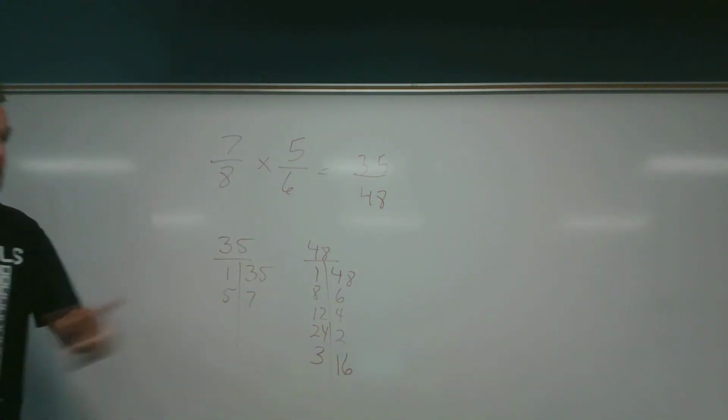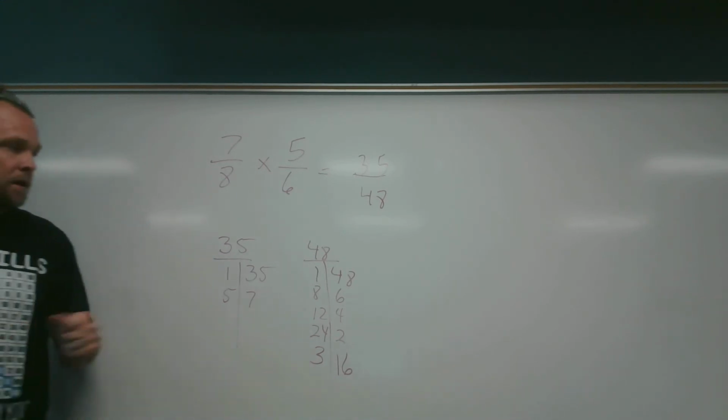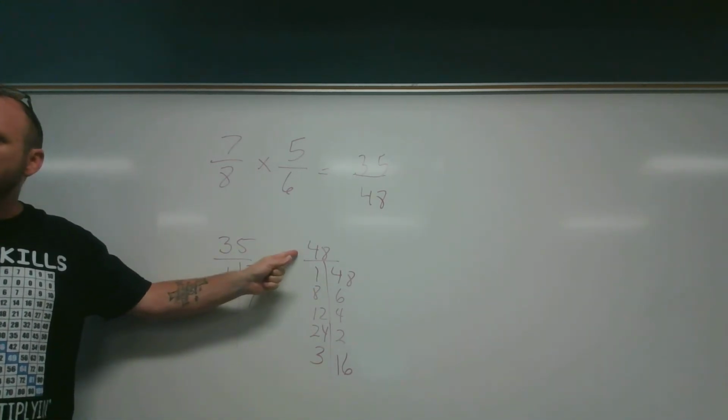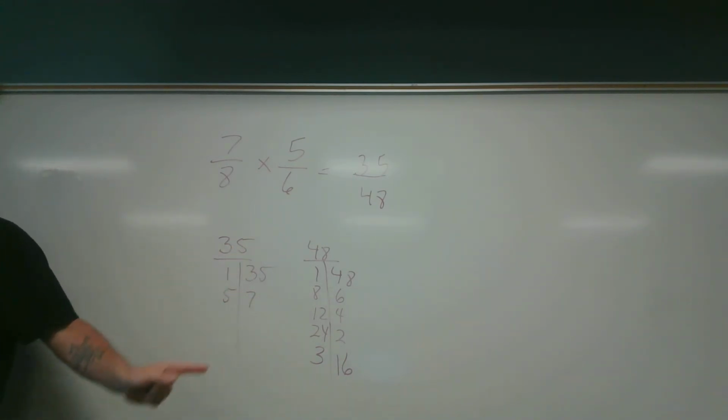Is 5 a factor of 48? No. We already have 6. Is 7 a factor of 48? No. So what's the greatest common factor, Ian?